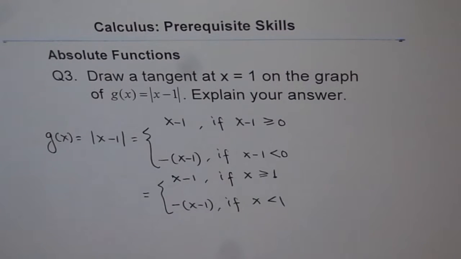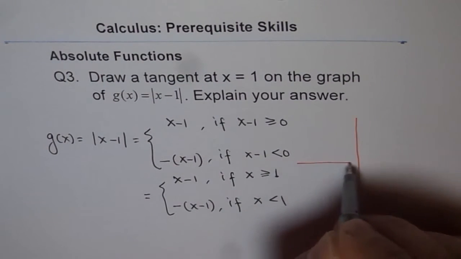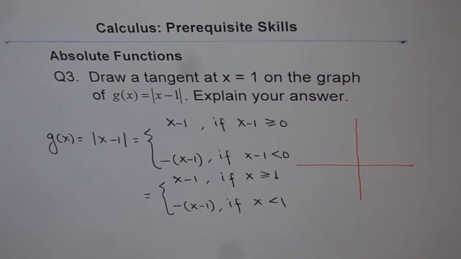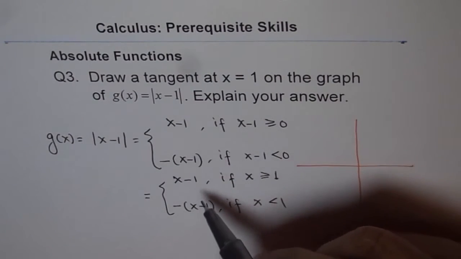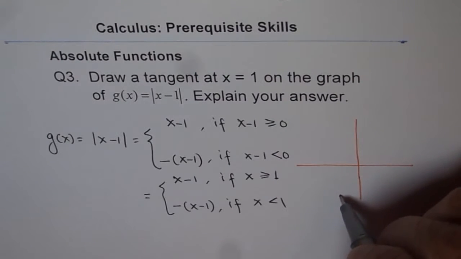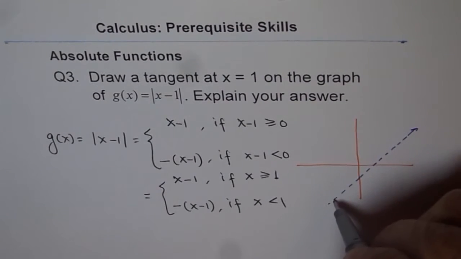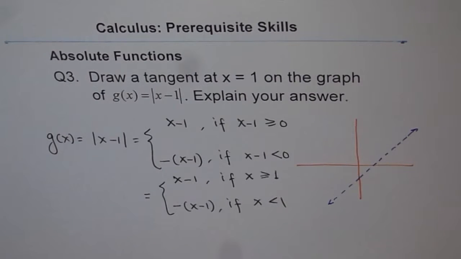Now to sketch it, we'll basically draw a line which is x minus 1. So let me just sketch a line here, and x minus 1 means it's a slope of 45 degrees, 1 by 1, right? And going through minus 1. So let's sketch this line, and let me draw this line like this, correct? So this line represents x minus 1.